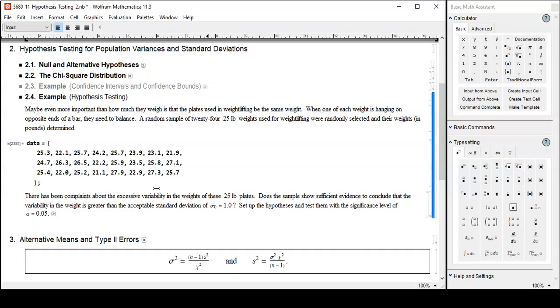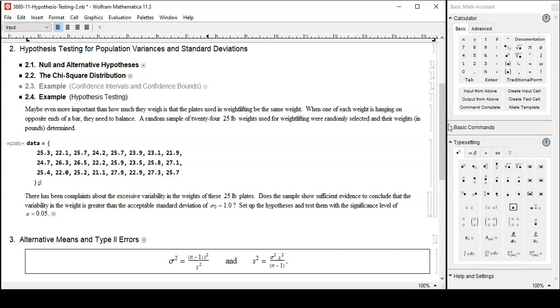But look at this. Some are as large as 27.9 pounds, much bigger than 25 pounds, and some are as little as 21 point something pounds. This is outrageous. Looks like these weight plates are substandard, so whoever is making this must go bankrupt. But of course, this is a math class, so we have to actually quantify those and set up the hypothesis and test those. And that's what we are going to do.